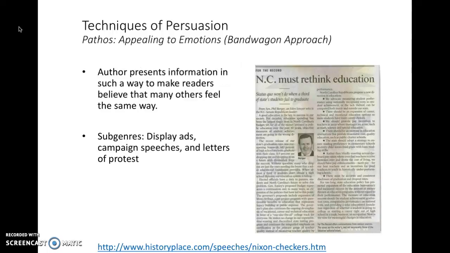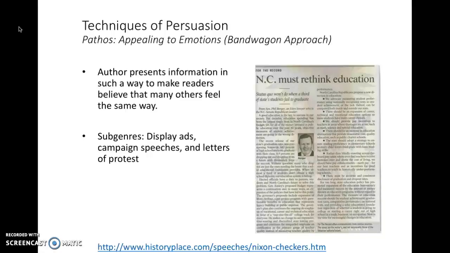The third type of technique for persuasion is pathos. That's really appealing to emotions. It's also called the bandwagon approach because what you're trying to do is convince people that everybody thinks this way, so hop on the bandwagon. The author will present information in such a way to make readers believe that many other people feel the same way.